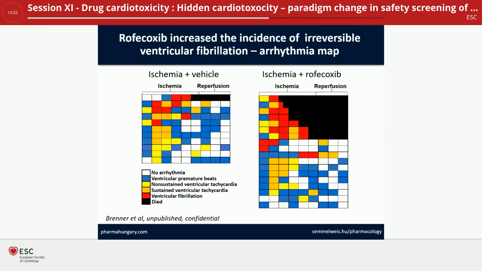And this is, you see, the arrhythmia map. So when there is black, that means that the rat died. Ventricular fibrillation is shown by red, and the black is when it's dead. So you can see how and when arrhythmias occurred in the vehicle and in the rofecoxib group during ischemia and reperfusion injury.